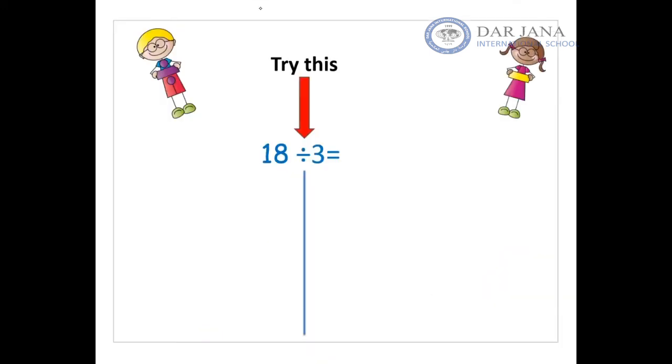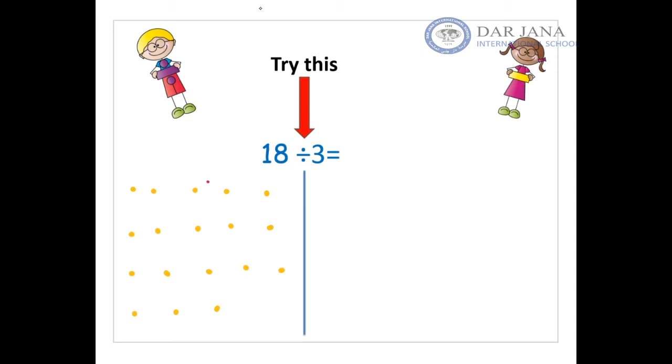Here I have 18 divided by 3. I'm going to show you how we can solve it using both ways, and we're going to reach the same answer. I'm going to start in the first part by using the drawing way. So I start drawing 18: 1, 2, 3, 4, 5, 6, 7, 8, 9, 10, 11, 12, 13, 14, 15, 16, 17, 18. I stop. And I'm going to put 3 in each group.